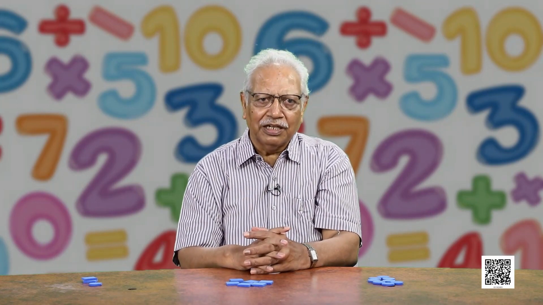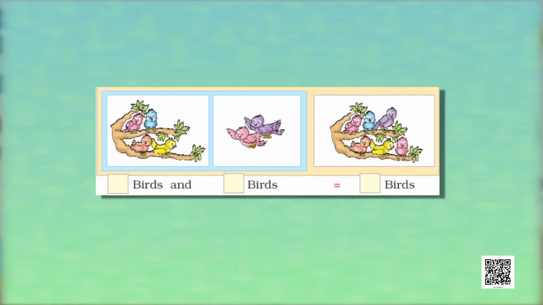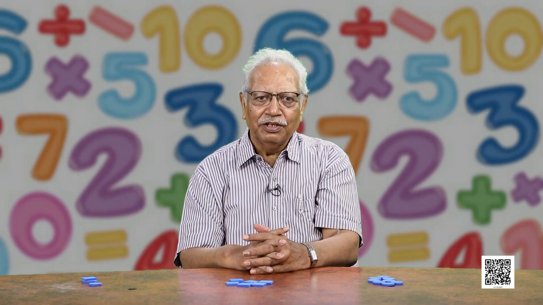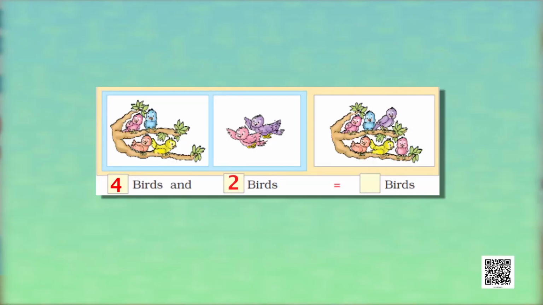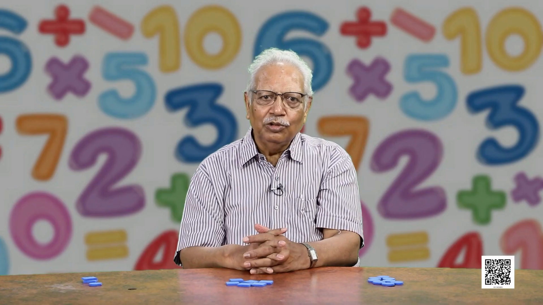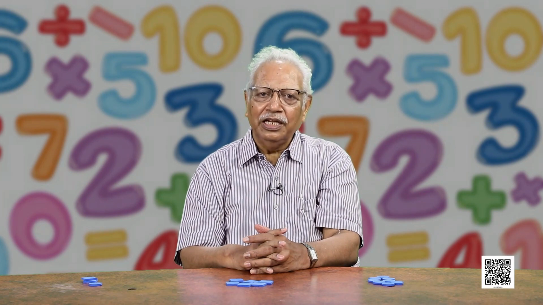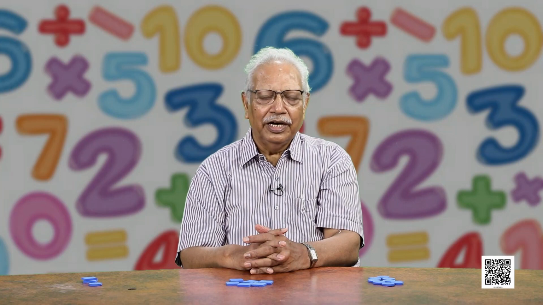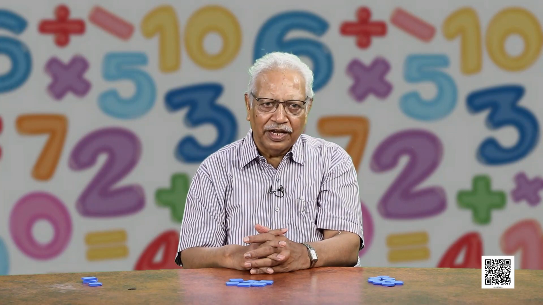Let us take another example of birds. These are 4 birds. How many birds? 4 birds, and 2 more birds fly in. So, they add up to how many birds, or they are equal to how many birds? 6 birds. So, now we are using a sign of equality to show the addition of 2 numbers here.